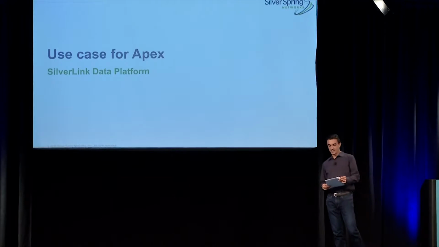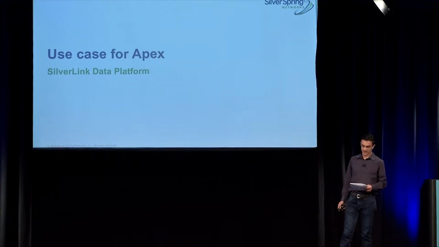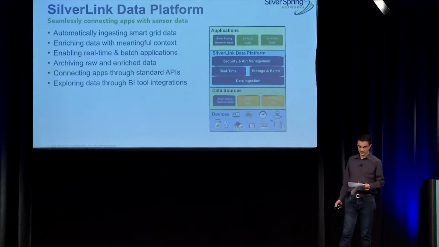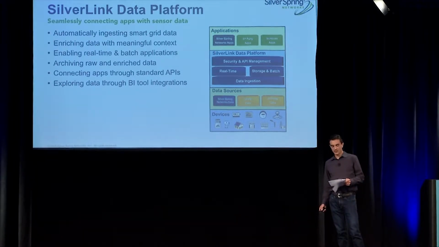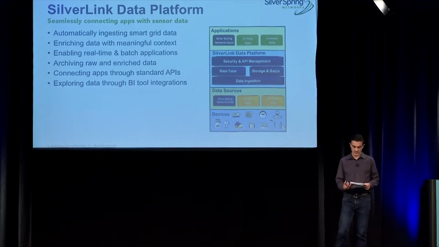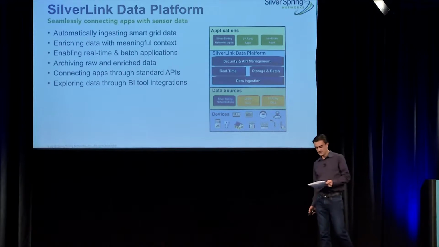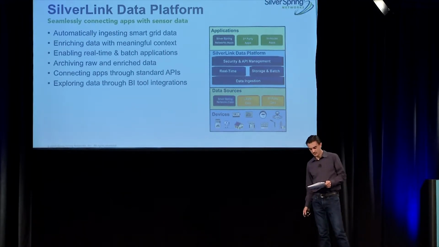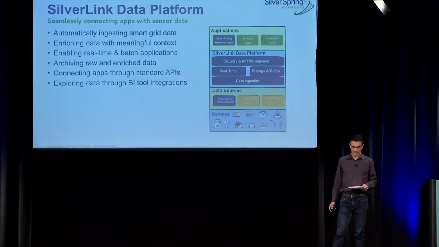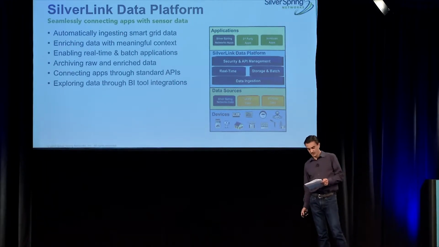Now I'll talk more about our use case for Apex and the product I work on, which is called Silverlink Data Platform. The problem we face with our data is that it's siloed in different applications, making it difficult to derive meaningful insights. Our typical solution is to put all the data in one place and create a set of APIs to simplify access for apps built by us, by utilities themselves, or by third-party developers. We do it by automatically ingesting data and enriching it with contextual information in a Hadoop setting, and that enables both real-time and batch applications.